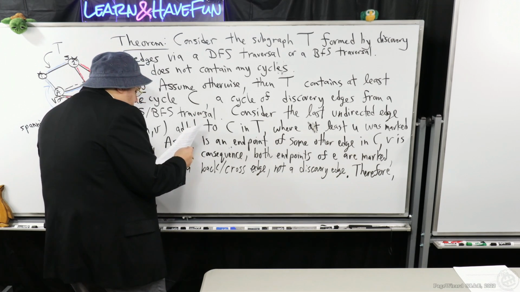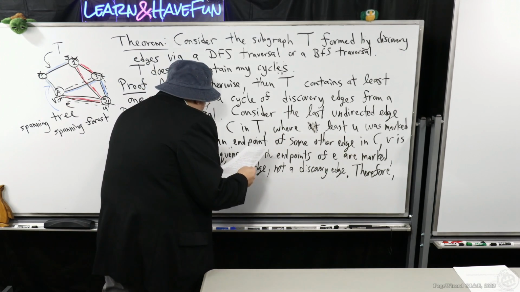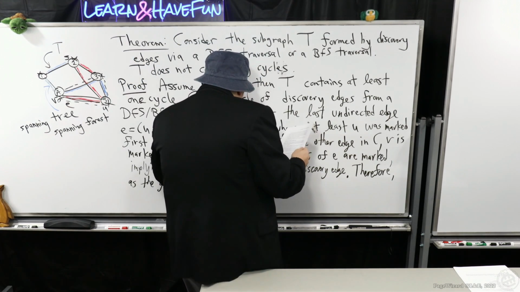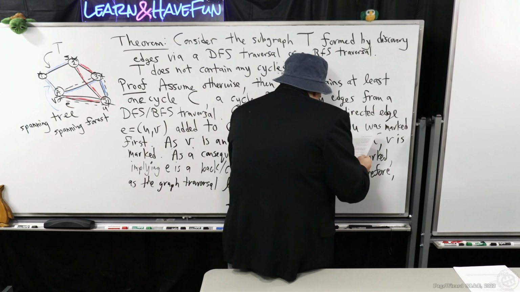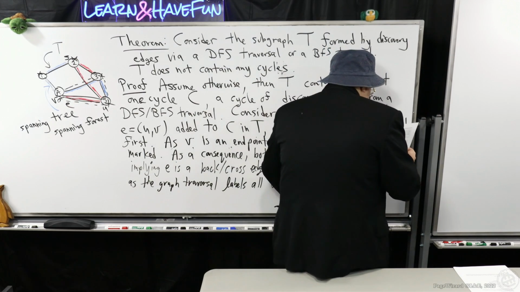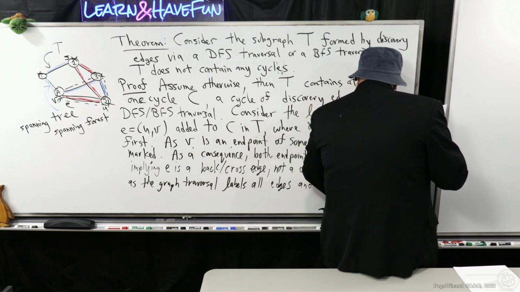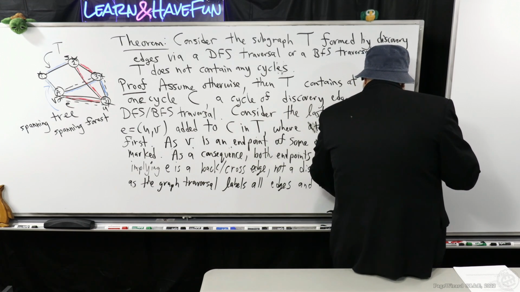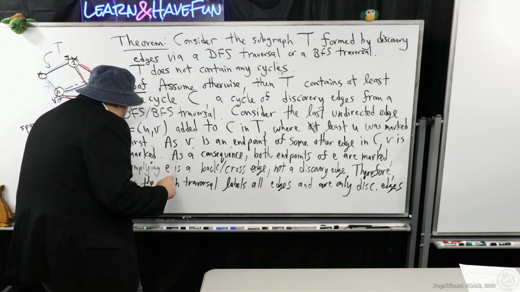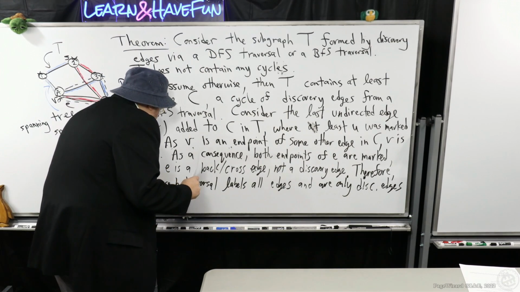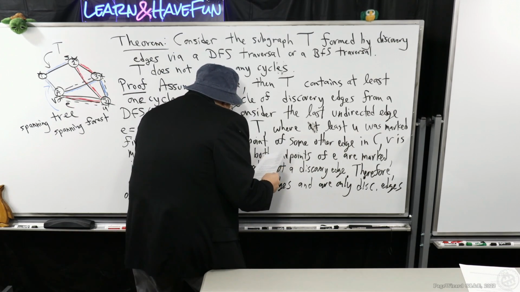Therefore, as the graph traversal labels all edges and they are only discovery edges, I'm just going to abbreviate discovery with disc, discovery edges or back or cross edges, depending on which algorithm you're talking about. Cross edges. What does that mean?